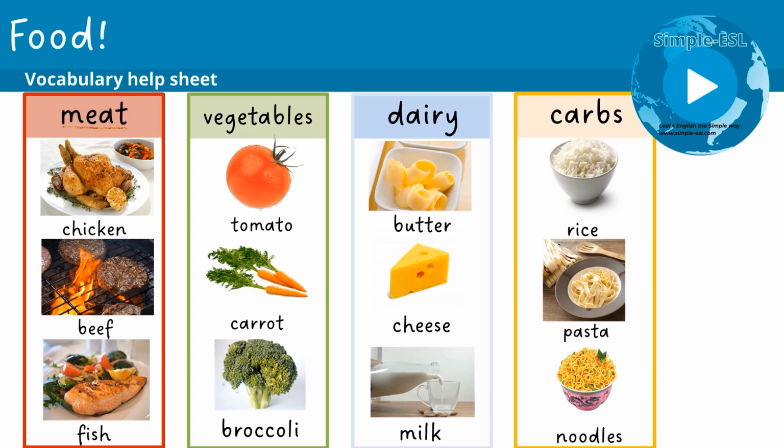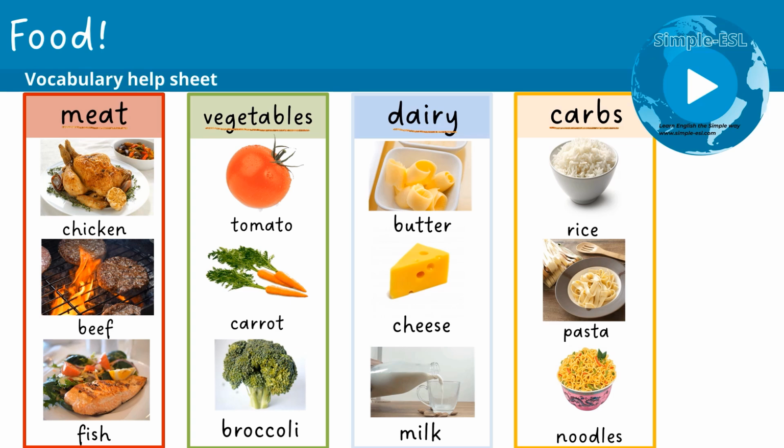We have meat. Practice saying it out loud. Meat. Vegetables. That's vegetables. We also have dairy. That's anything that's from a cow, an animal, milk. Dairy. And carbs. This is short for carbohydrates. It can also be called starch. We're going to call it carbs.